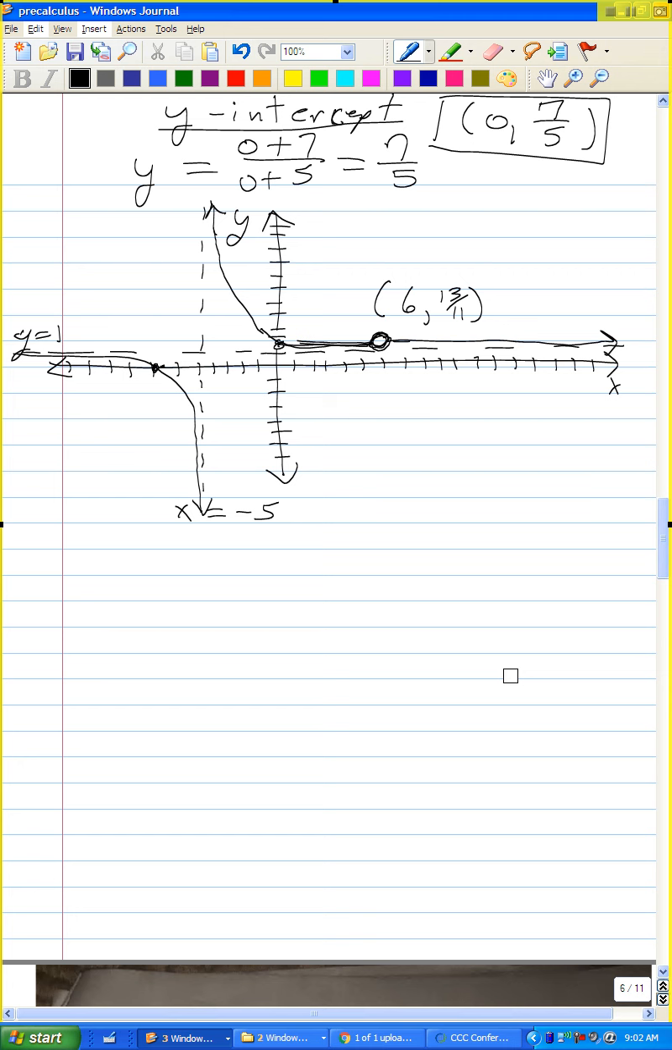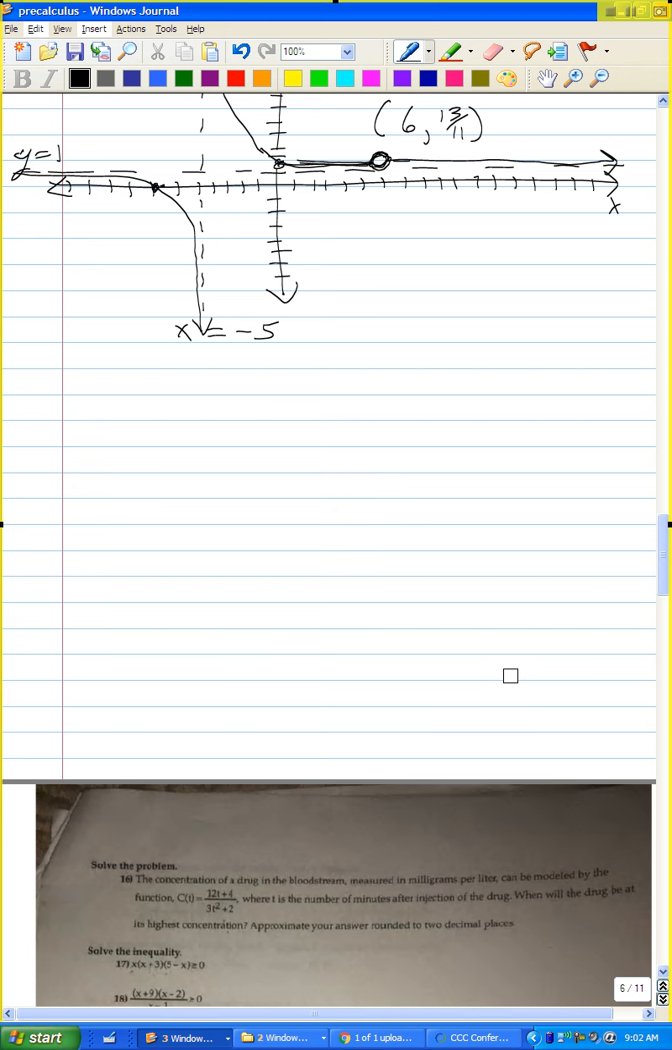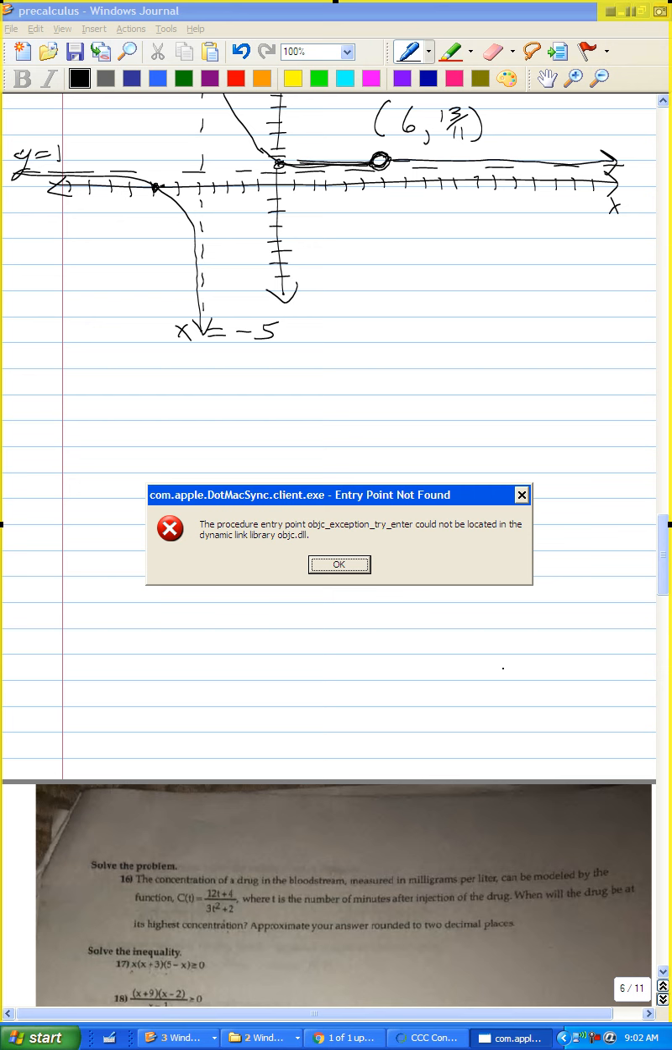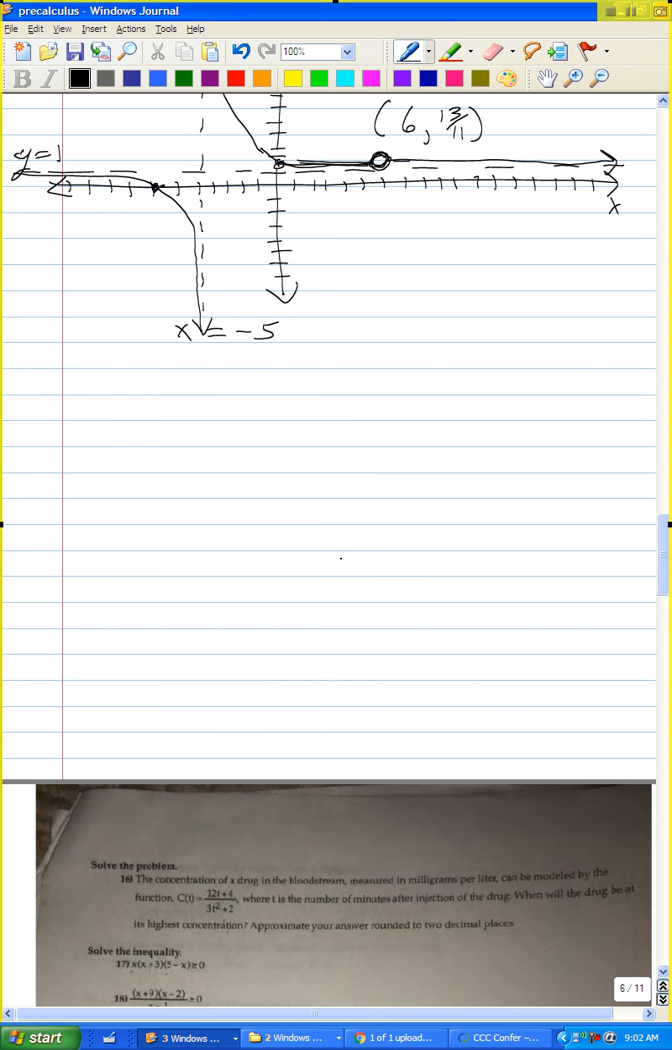Yeah. But I don't think it's too hard. Well, I don't know. Let's check. Okay, so the concentration of a drug in the bloodstream can be modeled by this function, where T, when will the drug be? Oh, we'll skip that one. That's the wrong problem. You need calculus for this. Okay, so let's not do that one.